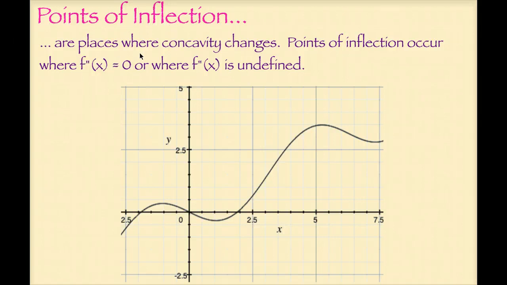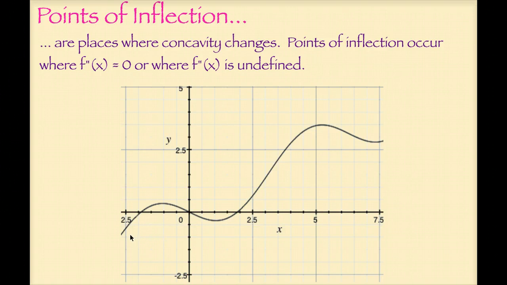Points of inflection are places where concavity changes, and points of inflection occur where f double prime of x equals 0 or where f double prime of x is undefined. So in the previous example, when we set the second derivative equal to 0 and we got 1 and negative 1, those were points of inflection on that graph, points where the concavity is changing.